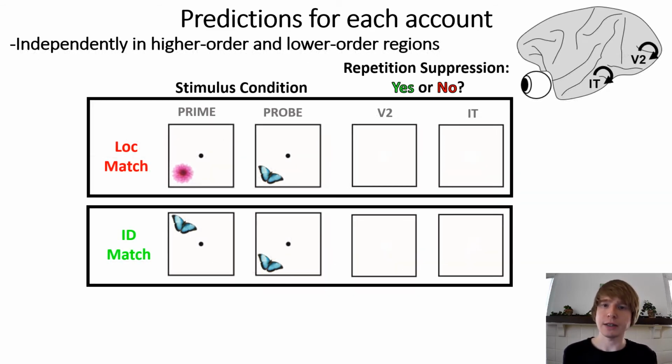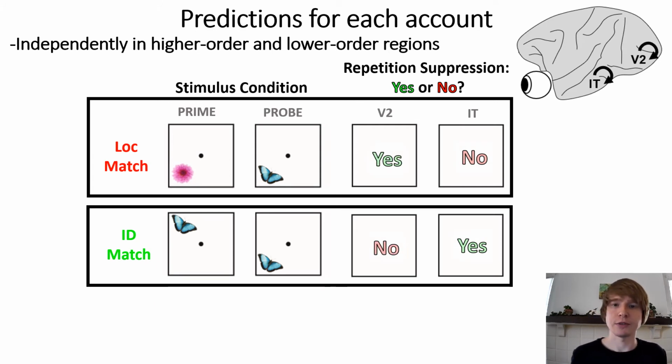For an independently generated account of repetition suppression in IT and V2, we could allow for repetition suppression effects observed in V2 and IT to differ from one another and to fall more in line with the response properties of the respective areas.